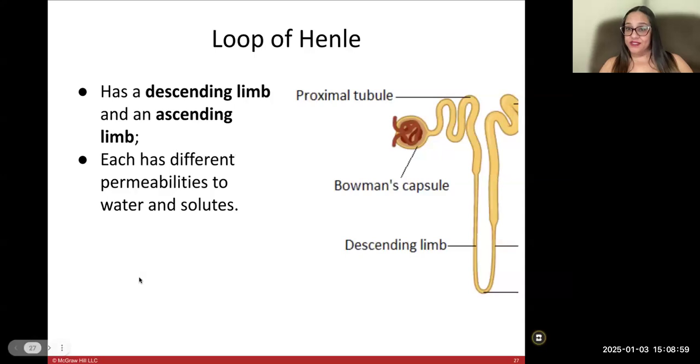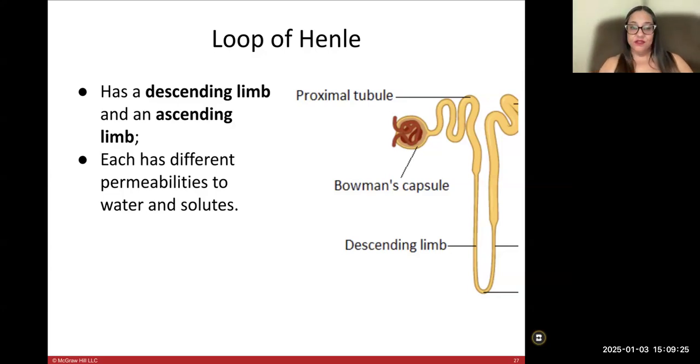The loop of Henle is the next part. So you can see, we are going in order. We have the glomerulus. Things pass into the glomerular capsule. Whatever that stuff is now passes through the proximal tubule. Then it will go through the loop, which dips all the way down into the renal medulla and then comes back up into the cortex.